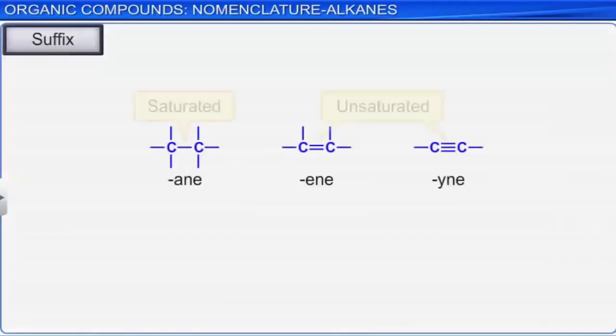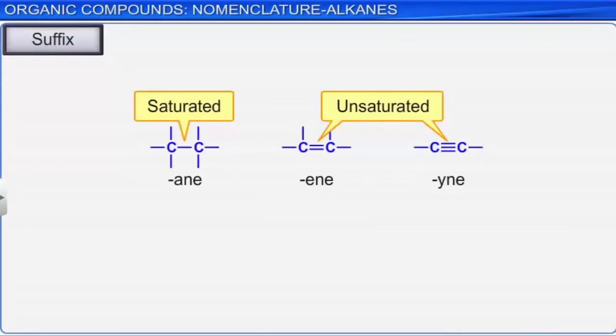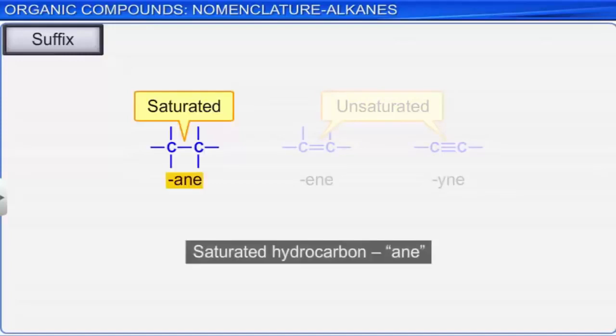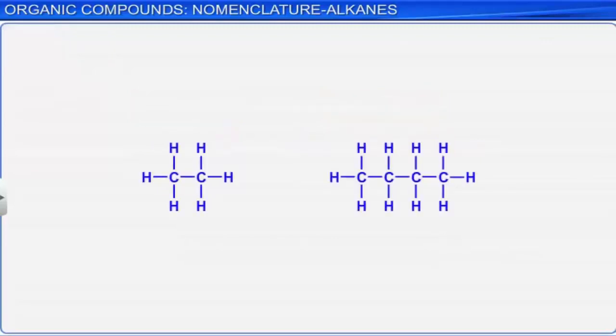A suffix indicates the nature of the carbon chain. As the carbon chain is saturated, suffix ane is used. For example, a compound that has 2 carbon atoms in the chain will have the root word eth and the suffix ane. Thus, its IUPAC name will be ethane. Similarly, the IUPAC name of an alkane having 4 carbon atoms is thus but plus ane, butane.